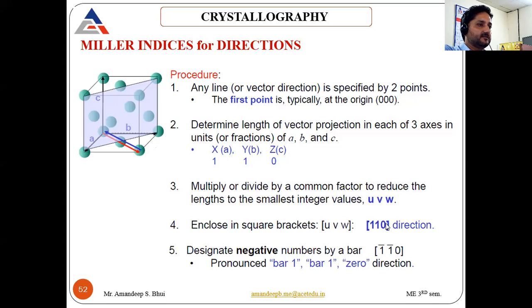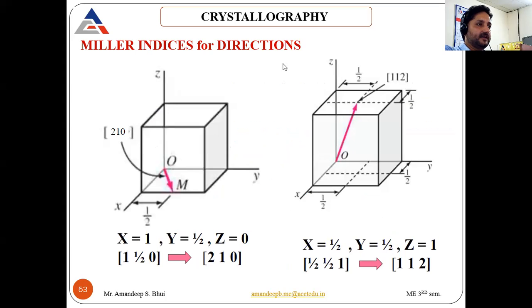If a negative number is there, if we go to the opposite side, the negative numbers will be given by 1 bar. So 1 bar represents a negative value. If the value is negative, we will write 1 bar. So this is the procedure for calculating the Miller index for the directions. Again we have another example here. We need to calculate the Miller index for this direction, that is OM. This is the vector OM. We need to calculate the direction.